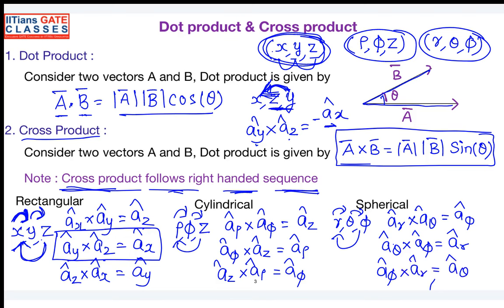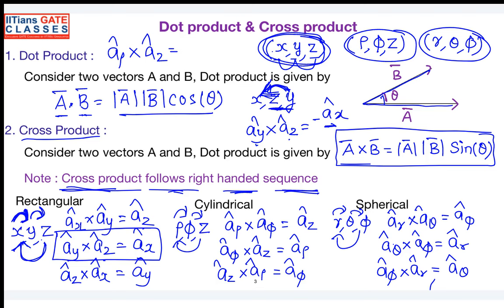So is it clear? Now I will ask a question, please reply to me. What is the cross product of A rho into AZ? What is the value of A rho cross AZ? Tell me your answers. Minus A phi. So you understood, right? The moment you go in a left-handed sequence, the answer will be negative. If you go in a right-handed sequence, the answer will be positive.